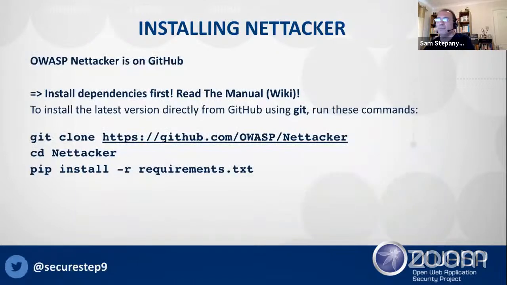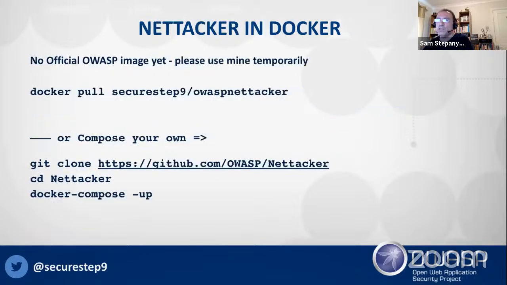So how do you install it? OWASP Nettacker is on GitHub. Before you start installing the Python dependencies, please make sure that you install the operating system dependencies. Please do read the manual on the wiki. You can just install the latest version directly from GitHub by git cloning it. The URL is github.com/owasp/nettacker. Once you have cloned it with Git, you just change directory to Nettacker and run pip install to install all the requirements. I'm not going to do it due to time constraints, but if you're interested, I do have a video on YouTube where you can find out how to install it on Kali Linux, and that's actually linked from the documentation wiki. You can also run it in Docker, which is really cool. There isn't an unofficial OWASP image yet.